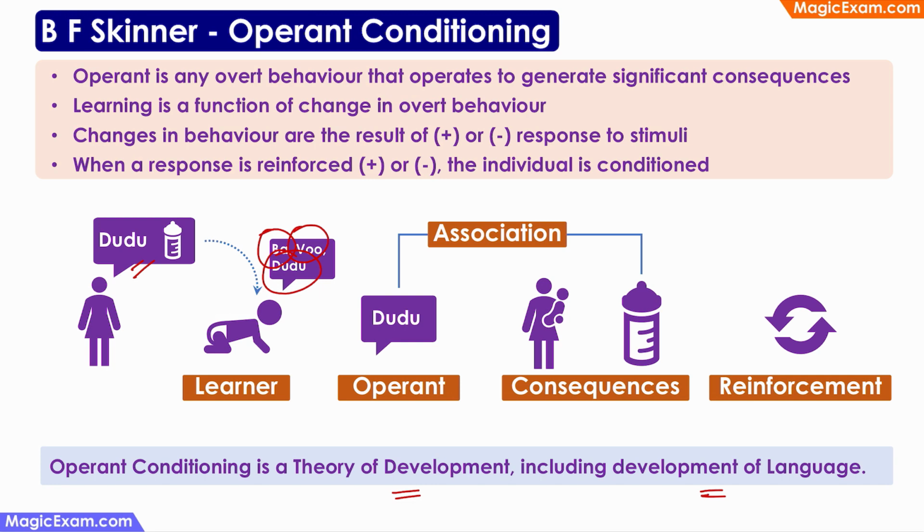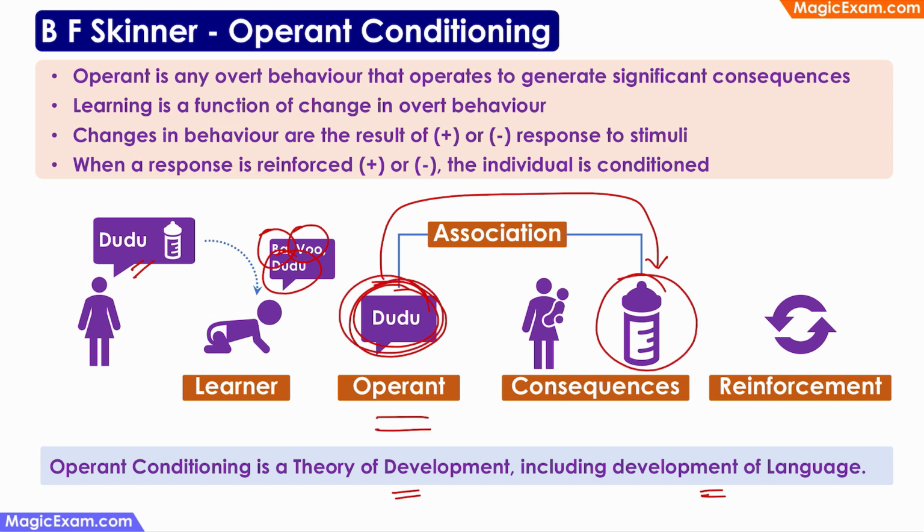So once when he says duddu, his mother says, "Oh, mere bete ko bhook laga hai, duddu piyega." So she gives him a bottle of milk. The child starts associating that maybe this word duddu and the action of saying this word duddu means a bottle of milk. So the operant here is the word duddu and the action of saying duddu, and the consequence is that he gets a bottle of milk. So if this gets repeated multiple times, then that is reinforcement. So that's how the child starts to learn that this word duddu is associated with milk.